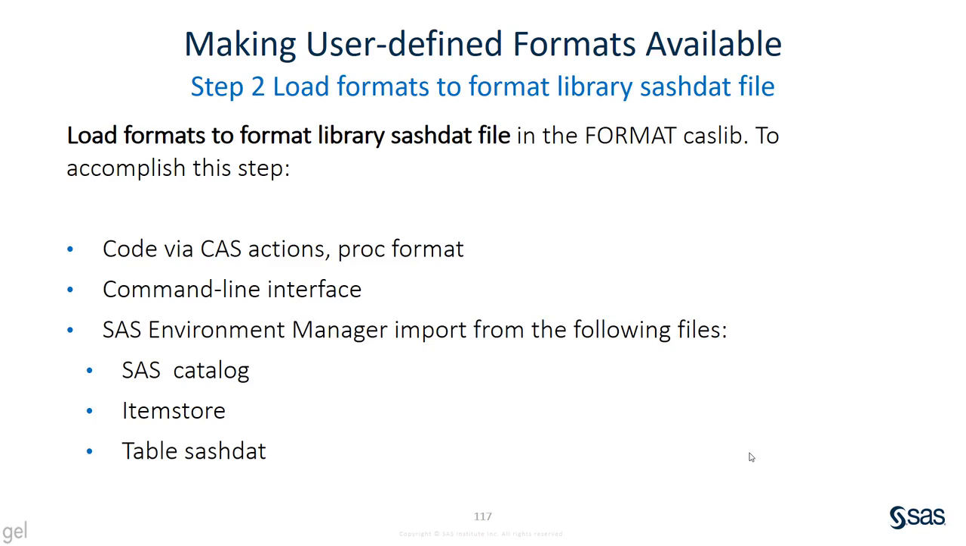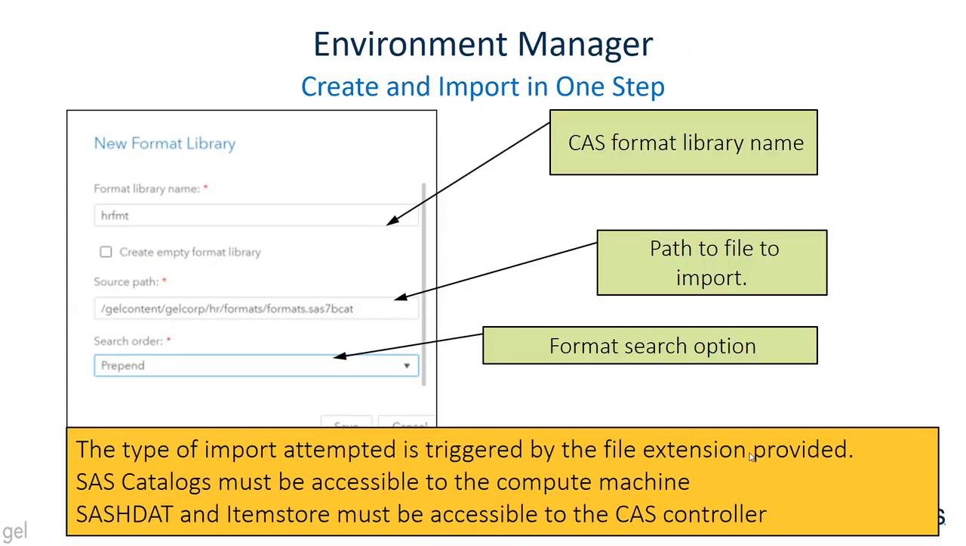The item store was something that we needed to convert a catalog to in 3.3. In 3.4, they've added the feature so you don't have to do that. You can go straight to the catalog and import from the catalog. So if you are a Viya administrator and a CAS administrator, you can do it all in one step. That's a screenshot of Environment Manager where I am creating a new format library.